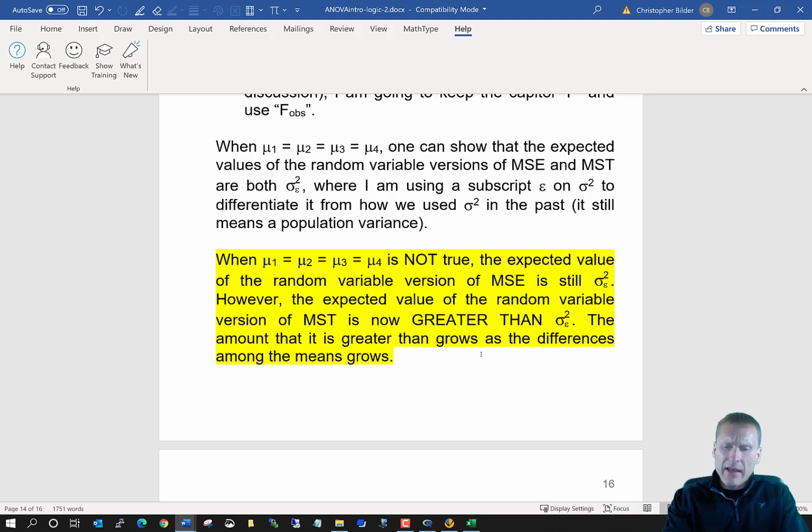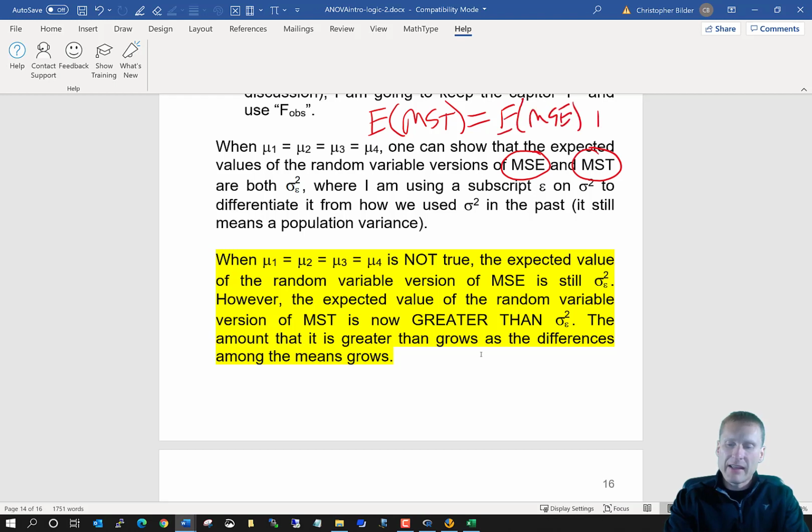And that is, if we think of MSE and MST as random variables, so we work with the capital Y's with them, then one could write out that the expected value of MST is equal to the expected value of MSE if it is true that the population means are the same.